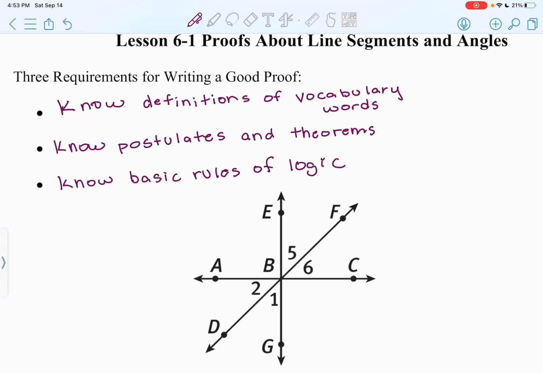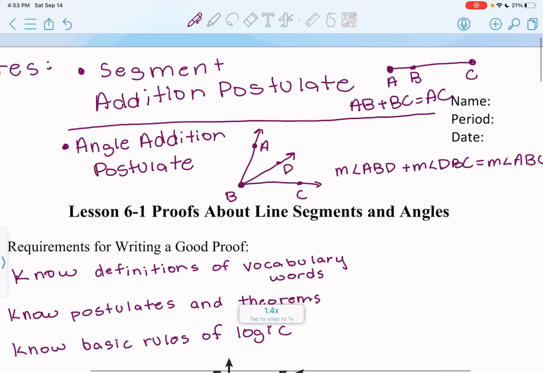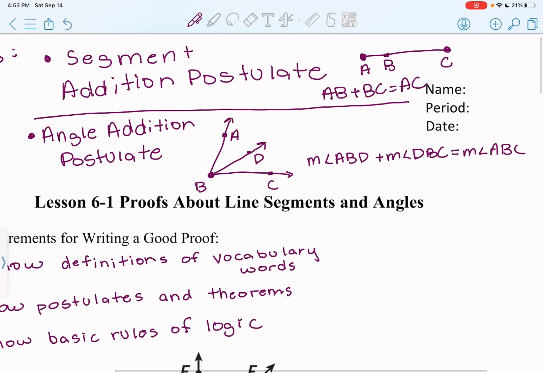Up until this point, there are two main postulates that we have talked about, and those are the segment addition postulate and the angle addition postulate. The segment addition postulate states that if we have a segment with two endpoints and a point in between them, that AB plus BC should equal AC. Those pieces of the segment added together should equal the length of the entire segment.